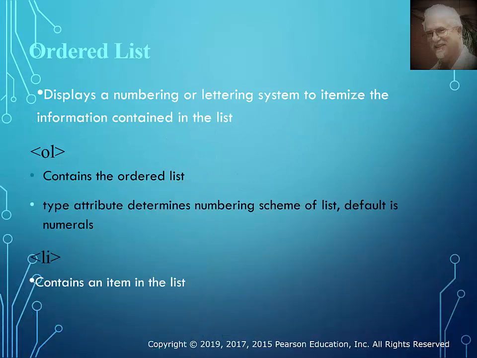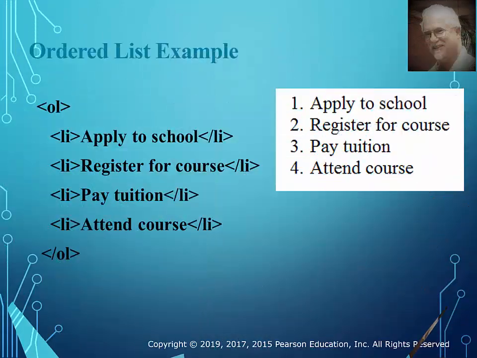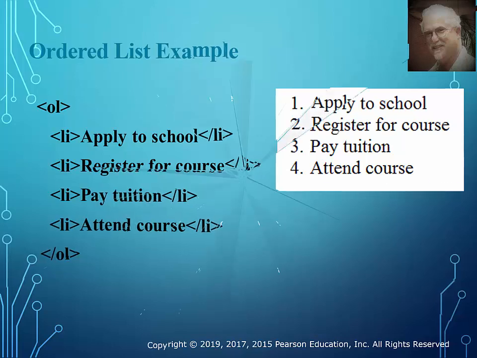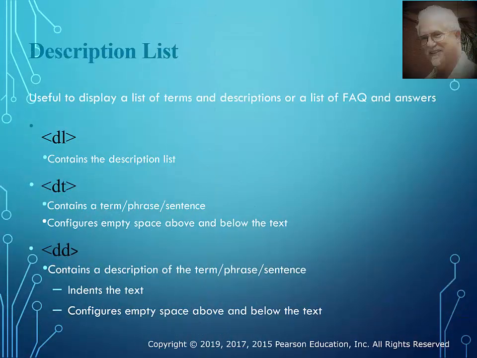Okay, now there's the ordered list. So we're at unordered list, there's no particular sequencing. An ordered list has a sequence. Things are ordered for a particular reason. Whatever reason you have, you might want something listed as 1, 2, 3, 4, like this: apply to school, register for the course, pay the tuition, then attend the course. So it's an ordered list, OL and OL at the end. Then all the LIs, same as the other one.